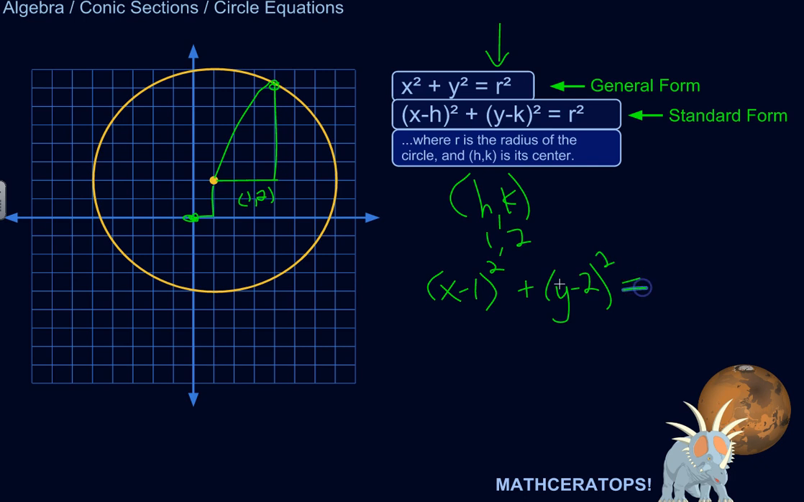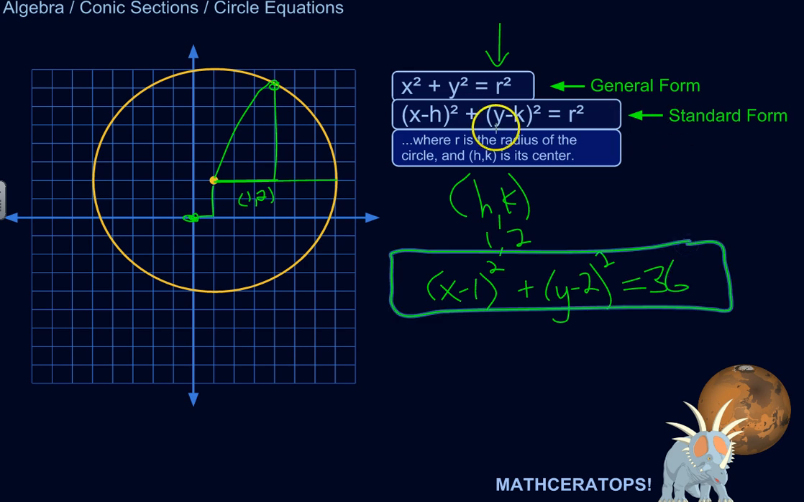Now if the minus and up is confusing, you can look into that. Equals the radius squared. So what's the radius of the circle? 1, 2, 3, 4, 5, 6 units. So the radius squared would then be 36. So that would be the standard form equation for this particular circle.